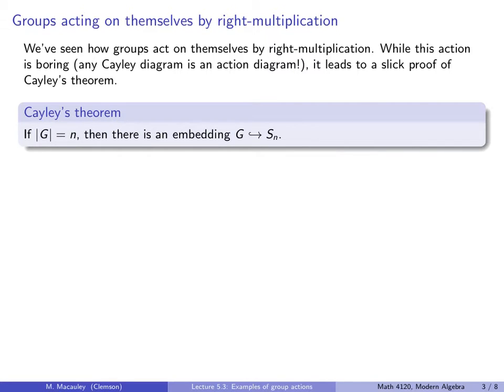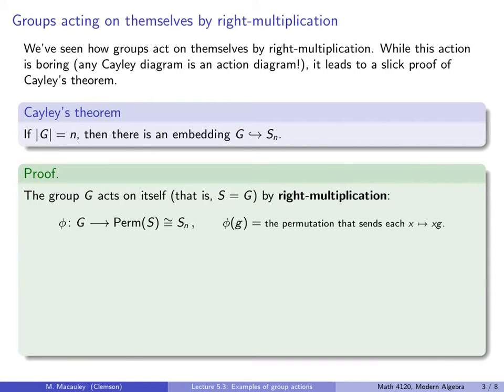I recall from a long time ago that Cayley's theorem said that if G is a group of order n, then there's an embedding from G into the group of permutations on n elements, Sn. In other words, since this is an embedding, G is isomorphic to its image, which is a subgroup of Sn. So this is what we mean formally when we say G is isomorphic to a group of permutations.